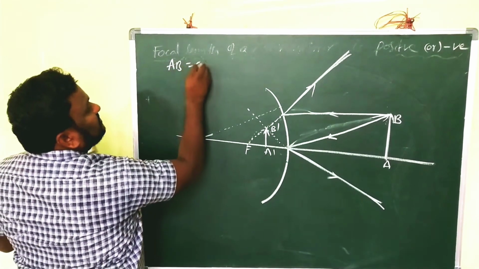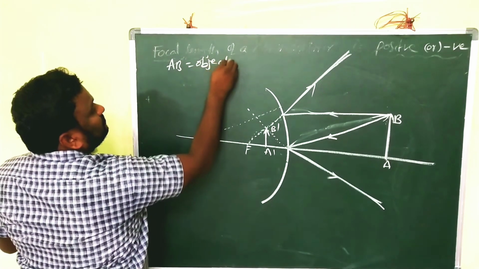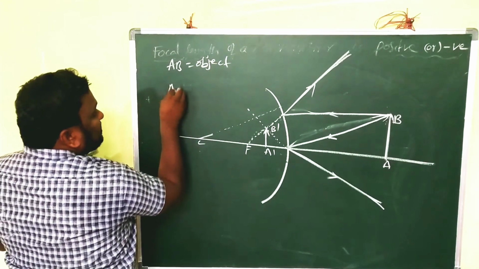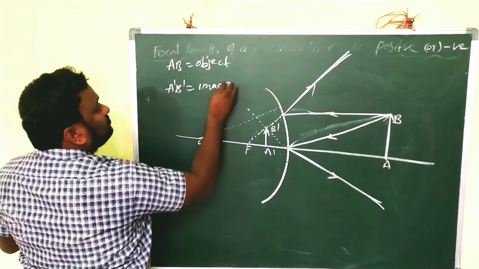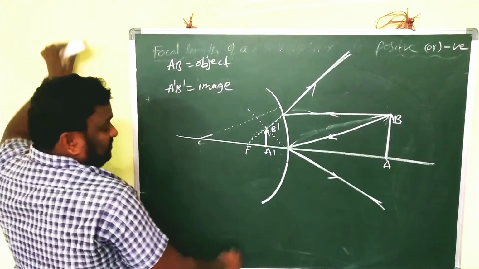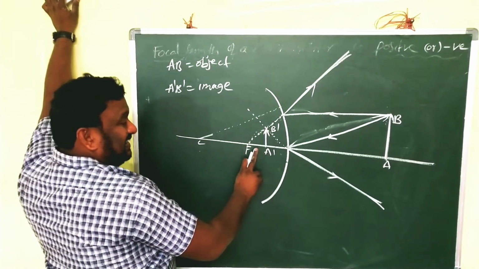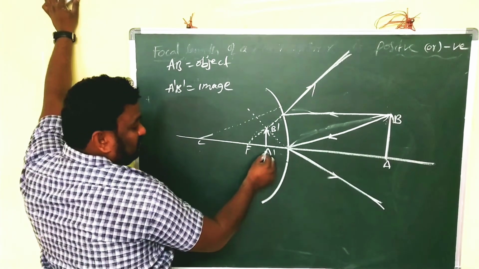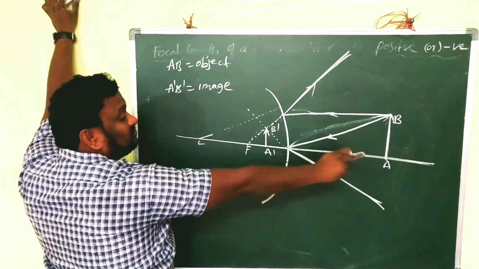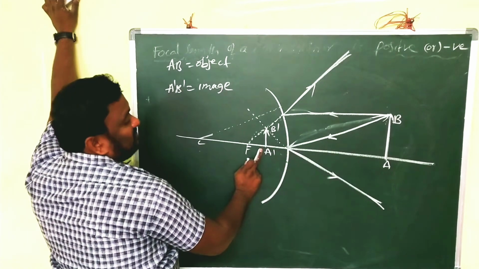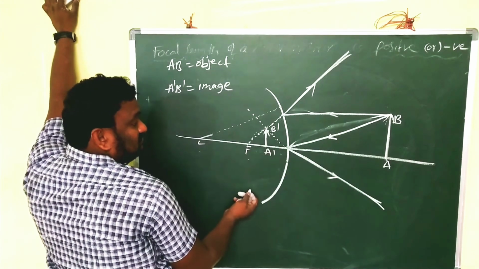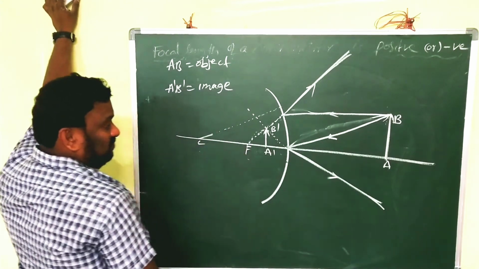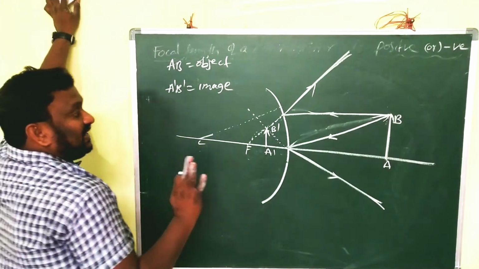AB is the object, and A dash B dash is the image. So what is the nature of the image? Virtual, erect and diminished. Clear? Its size is less than the object, that's why it is a diminished image, it is erect like the object, and it is a virtual image. So this is the ray diagram, children.